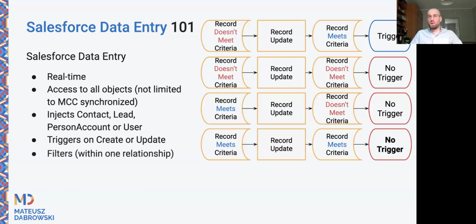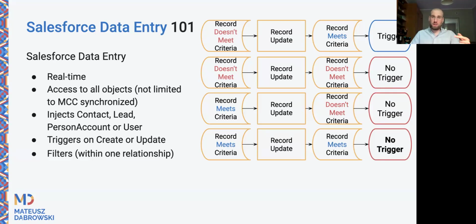Another thing that is important is that filters can happen only within one level of relationship. And by one level of relationship, what I mean is, for example, let's think about contact. If we want to have a filter that is based on the contact point type consent, it will not be possible, because we have the contact, then there is a relationship to individual, and from individual, there is a relationship to contact point type consent.